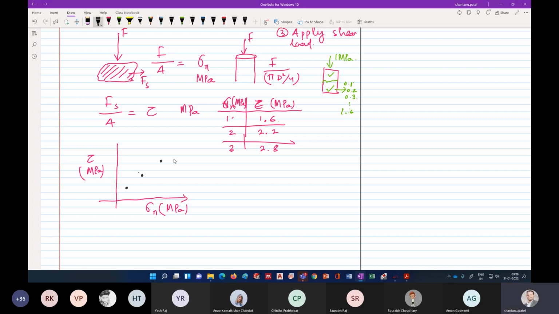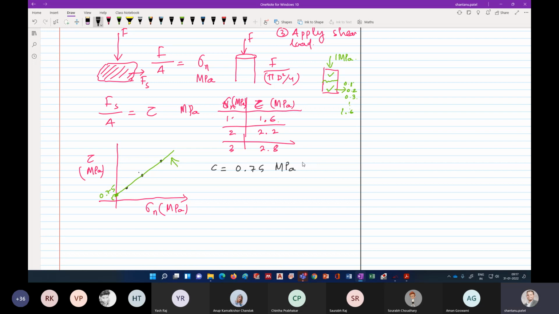Okay, and what we do is we join those points with a kind of straight line, right? Try to get the best fit. It will not be in one straight line, but you try to do it in an Excel file to get the best fit line. And let's say it intersects here, and let's say this value is 0.75. So the cohesion that we were looking for is 0.75.